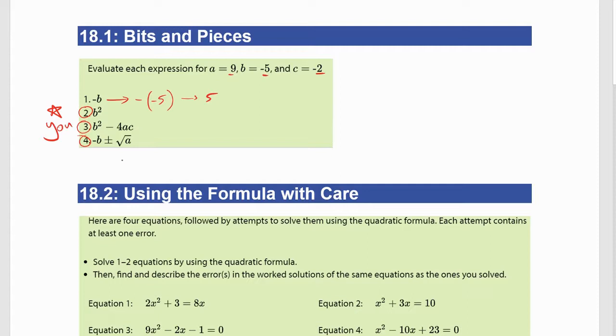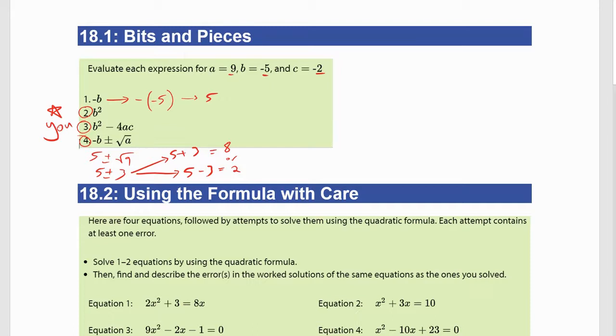Be aware of the square root of 9. Number 4, I'll go ahead and take care of. We know this is 5 plus or minus the square root of 9. The square root of 9 is plus or minus 3, so you have two possible answers: 5 plus 3, or 5 minus 3. That should give you 8 or 2. Just be aware you may have more than one answer. Actually, no, numbers 2 and 3 have exactly one answer. Number 4, the plus or minus forced us to have two possible answers.